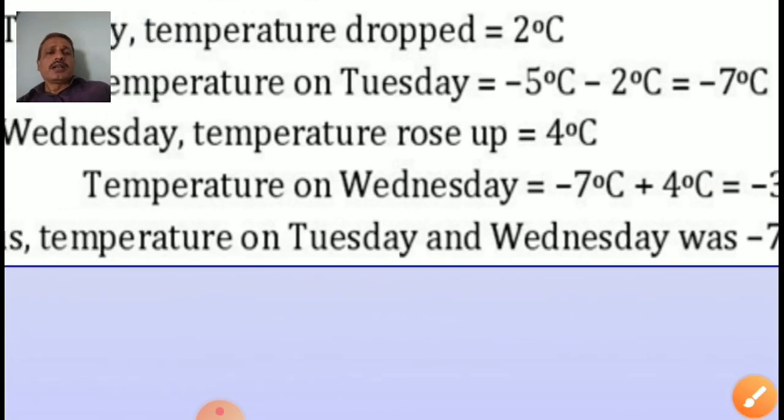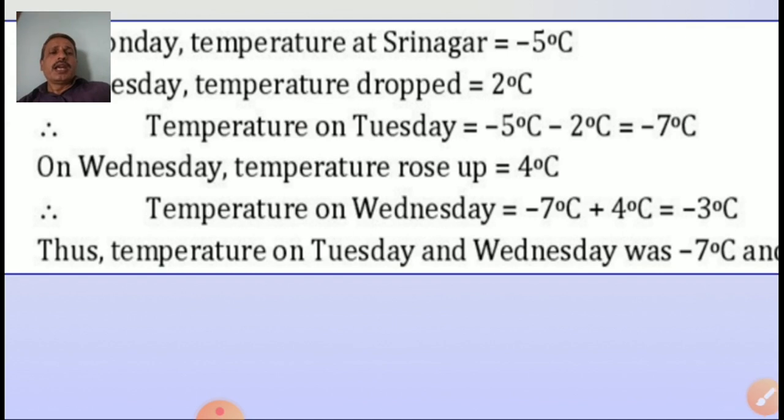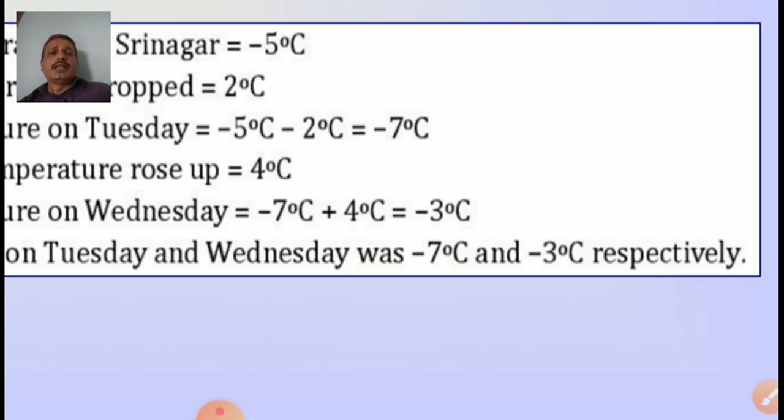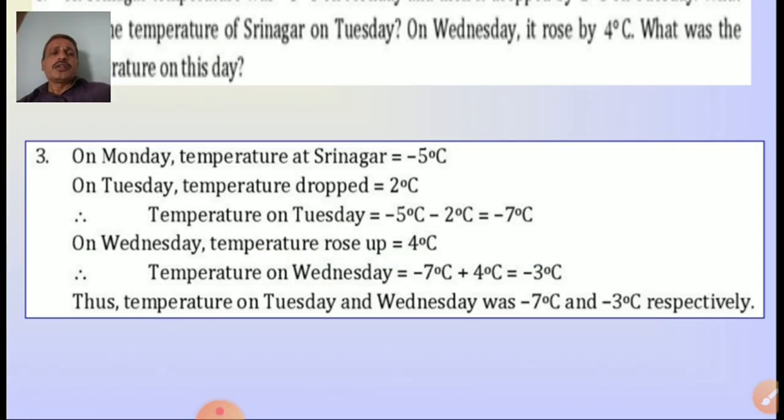At Srinagar, the temperature on Tuesday is -7 degrees centigrade. On Wednesday, it is -3 degrees centigrade respectively. Understood this question, students? You can write it in your own way. It's not compulsory to write the same sentence that you are seeing on screen, or that you can find somewhere else. You can make your own sentence. Understood? Good.